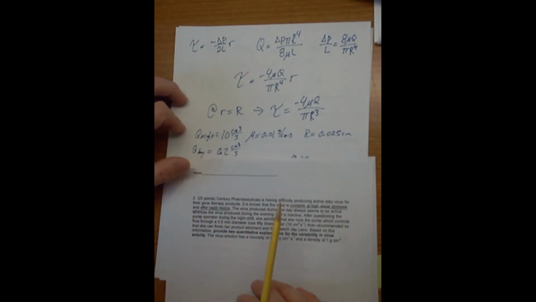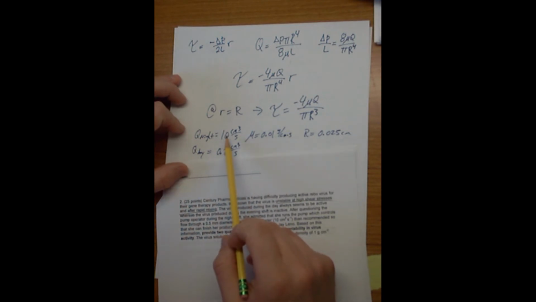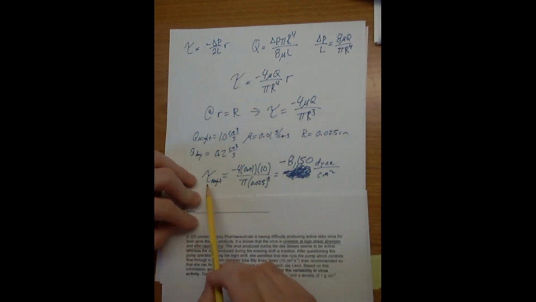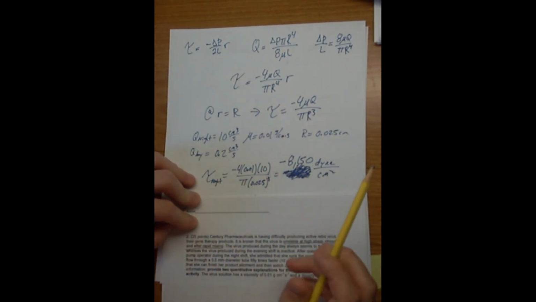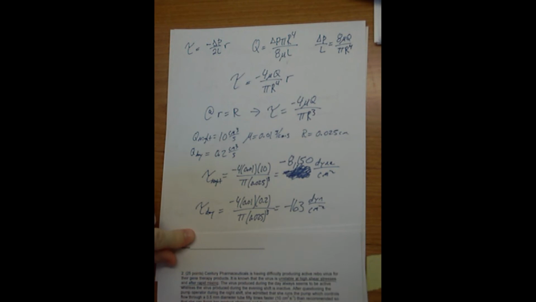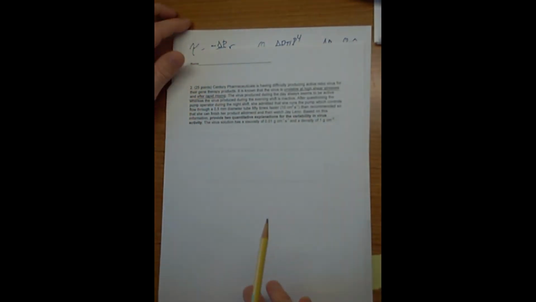So if we look at our night conditions versus our day conditions, at night we have a flow rate of 10 centimeters cubed per second, and during the day it's 0.2. So we can calculate what the shear stress is at night. You get negative 8,150 dynes per square centimeter, and during the day you get negative 163 dynes per square centimeter. So you can see a very big difference in the shear stresses, and this shear stress is just much higher than during the day. The high shear stresses at night could inactivate the virus. So that's one explanation.